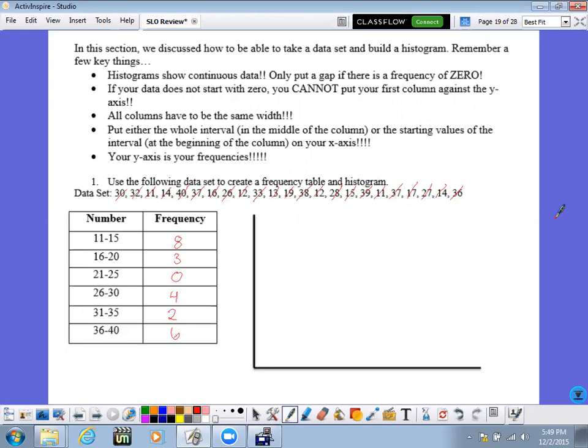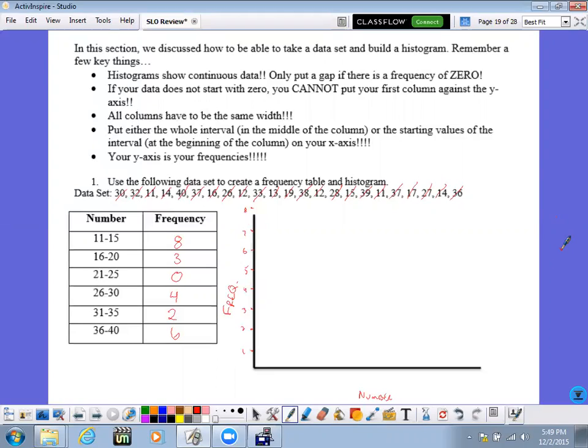We now need to make our histograms based off of that. A couple things you need to remember about your histograms. Your frequencies, I'm just going to put FREQ, goes on that side. Your numbers goes on bottom. Make sure that you're labeling your sides. We need to get it to where it's pretty even. So there's 1, 2, 3, 4, 5, 6, 7, and 8. I'm going to go ahead and label those 1, 2, 3, 4, 5, 6, 7, and 8.